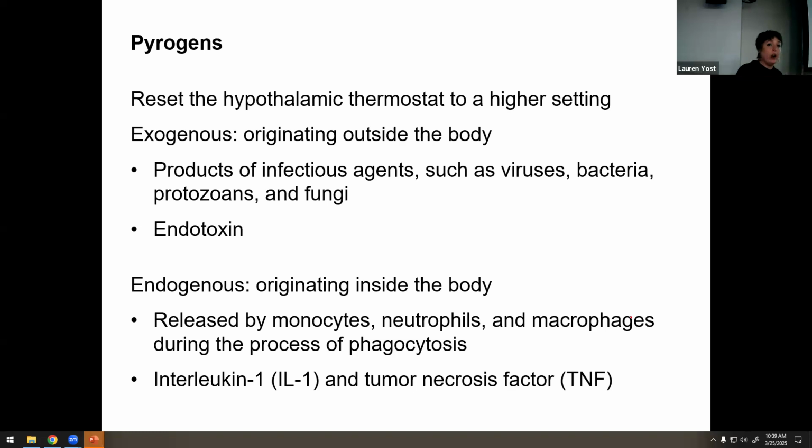This includes endotoxin, which we've talked about so many times, we're probably getting sick of hearing about it. Endotoxin, which is lipopolysaccharide or LPS, essentially on the surface of our gram-negative cells, can immediately instigate a fever response.